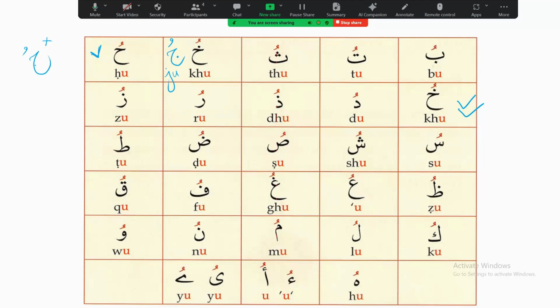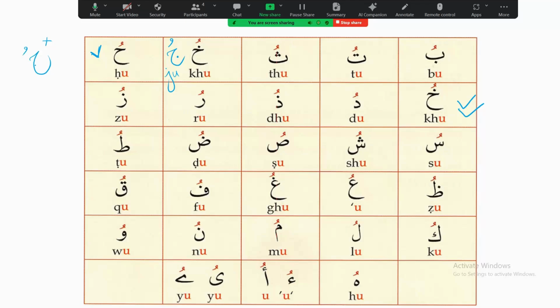Then we have dal with the dhamma, du, zal with the dhamma, zu, ra with the dhamma, ru. A little rolling sound at the start, right? Ru, ru. Then we have the za alphabet with dhamma, zu. It has this buzzing sound, zu.